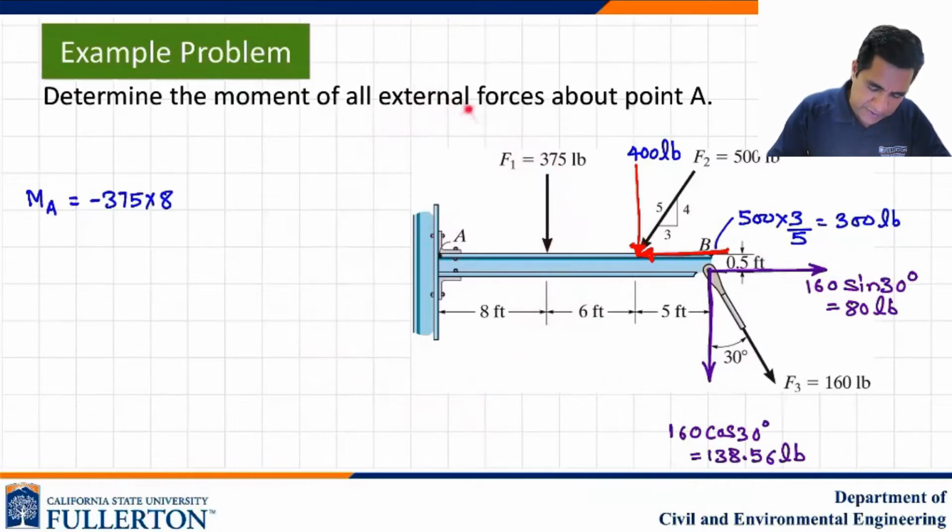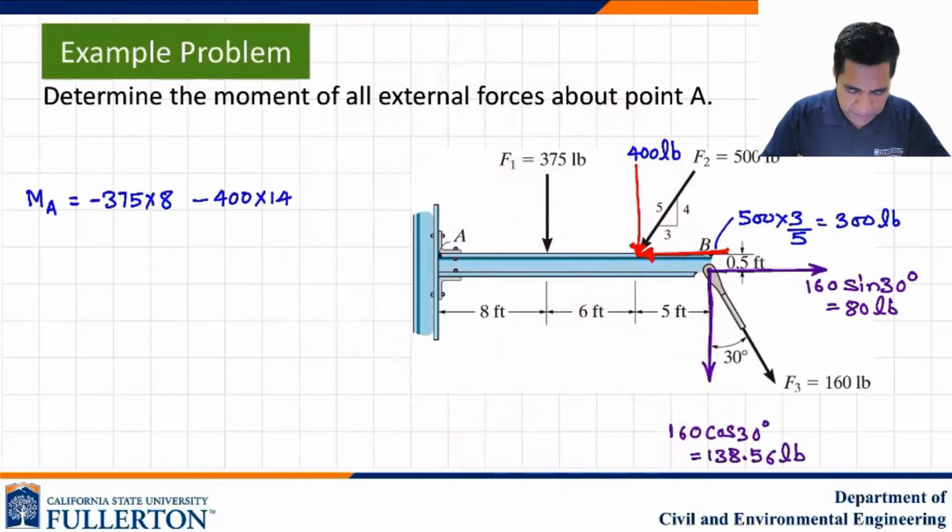This rotation, as you can see, is clockwise, or if you use the right hand rule, your thumb is going to point downwards. So it's a negative moment. Same thing with 400 pounds. It's trying to do the same effect about point A. It's a negative moment. And this force is also doing the same thing, so it's also going to be a negative moment. All the vertical forces we have already accounted for. So if we write the moments, 400 times 14 would be the moment due to that force. And 138.56 times this distance, which is 19, would be that moment. And it's a negative moment.